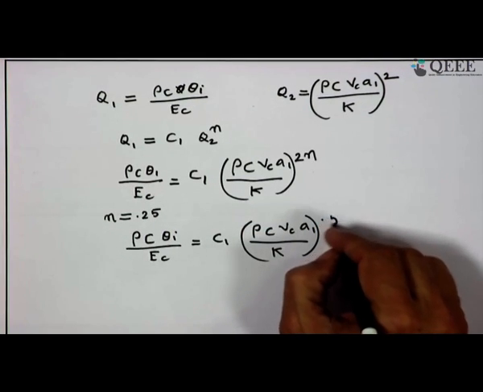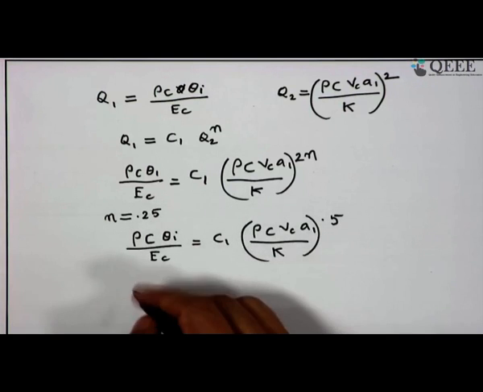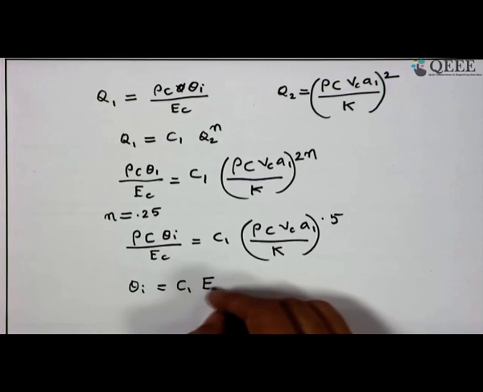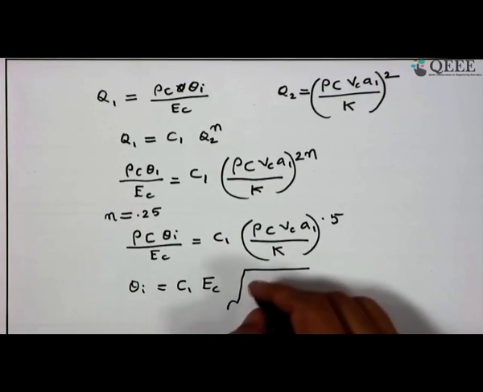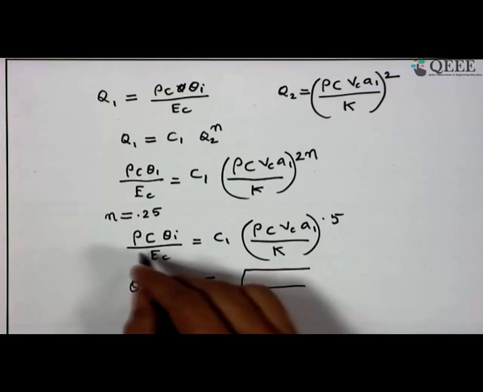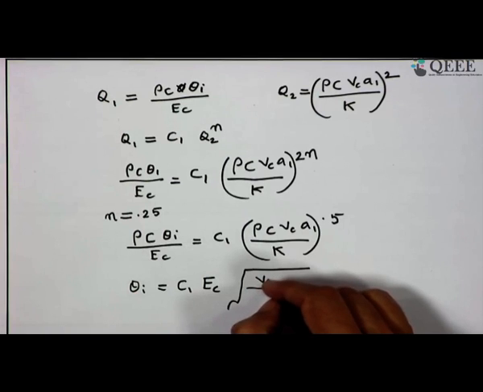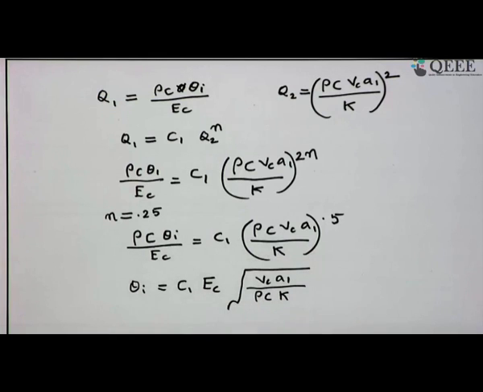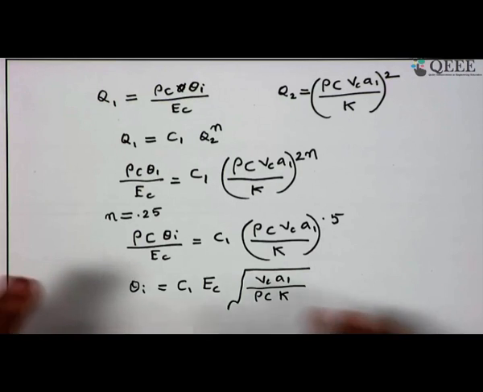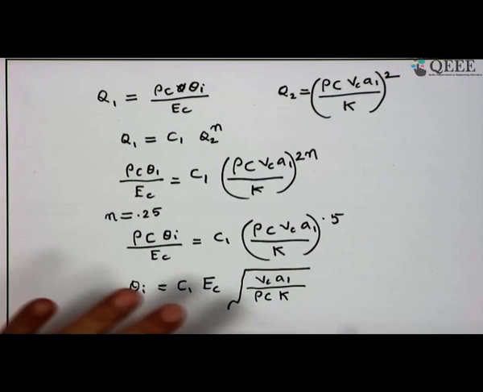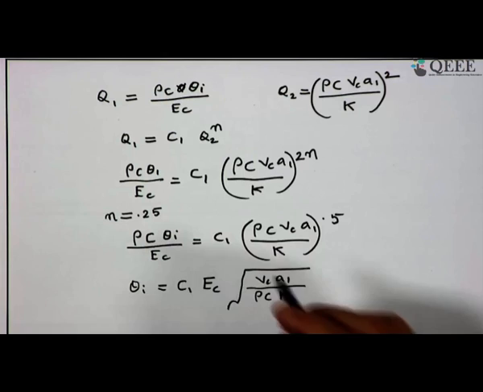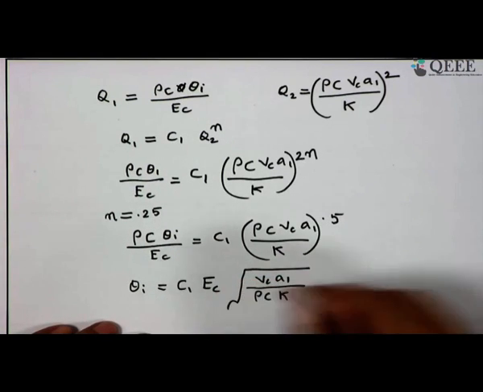the power 0.5, and just by transposing, theta I is equal to C1, a constant, into Ec into root over Vc into A1 divided by rho C into k. This is, friend, one of the very good indicators of what goes on at the chip tool interface when you change the cutting velocity or the true feed or the feed. And friend, what is Ec? Ec is the specific cutting energy.